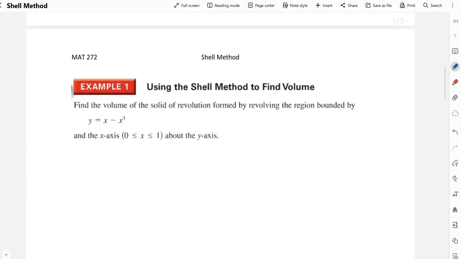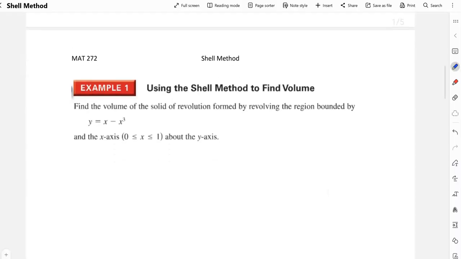So let's look at a few examples. I really want to focus on setting these up. The integration for these will be fairly simple. We might integrate one, but I'm going to focus on the setup here.